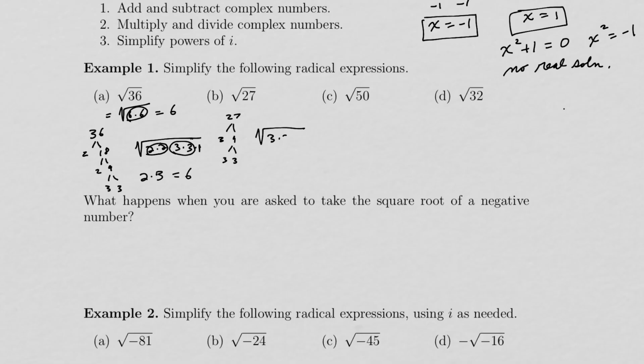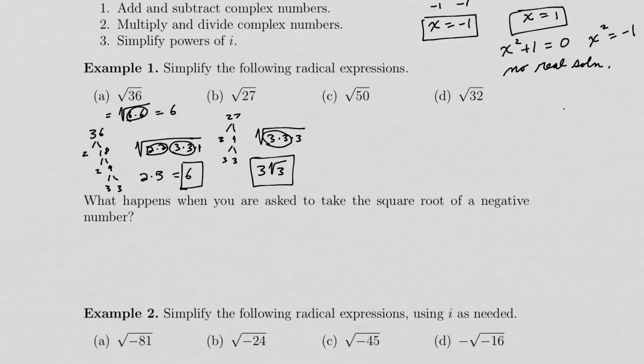So I have 3 times 3 times 3. A pair of those 3's can come out front as a single 3. I can't do anything else with the other 3 underneath the radical, so I just have to leave it there. So square root of 27, or radical 27, is equal to 3 radical 3. Let me box the answers here. So this one's 3 radical 3.